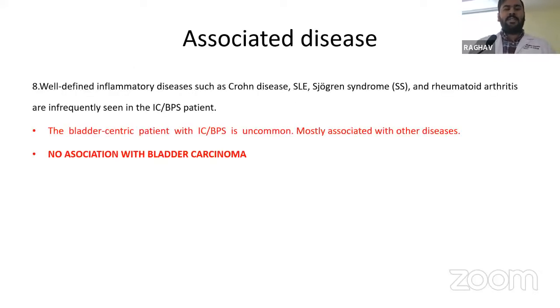Well-defined inflammatory diseases such as Crohn's disease, SLE, Sjogren's syndrome, and rheumatoid arthritis are infrequently seen but may be associated with IC/BPS. The bladder-centric IC/BPS patient is uncommon and is usually associated with other diseases. There is no significant association with bladder carcinoma.